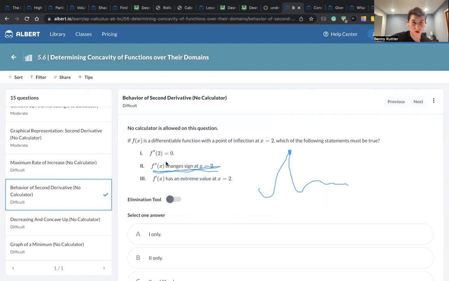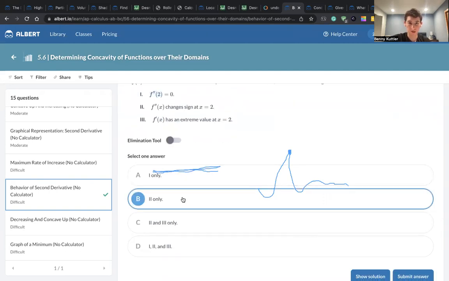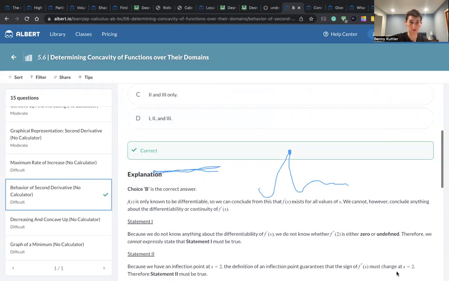So we can cross out 1 and 3 because 1 doesn't have to be true. It could be true, it doesn't have to be true. So based on this, we can determine that it's 2 only.